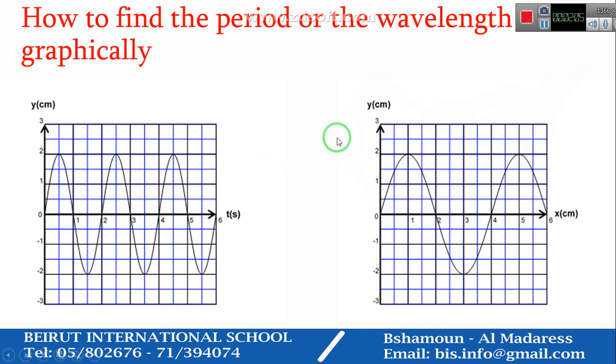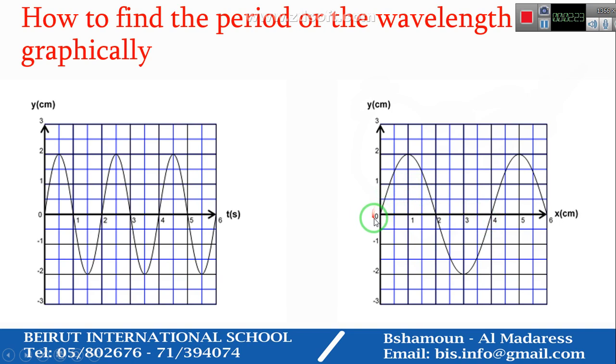The other figure allows us to measure the wavelength graphically, since it contains a distance axis. To find this wavelength, we start measuring from a crest to a crest, or from an equilibrium position to another equilibrium position, to complete one oscillation.